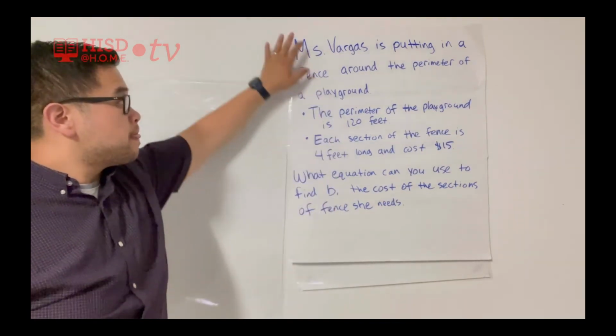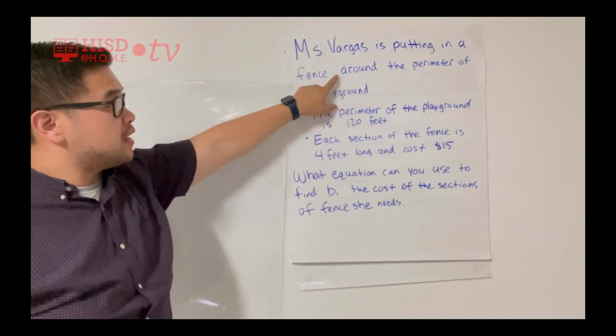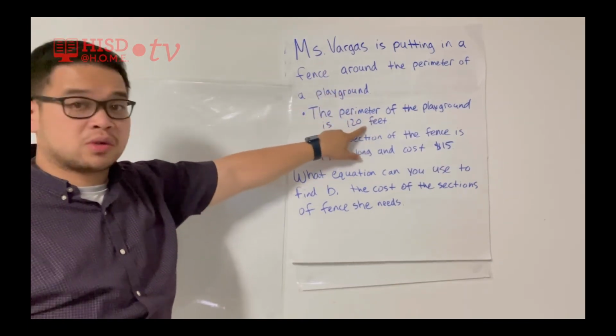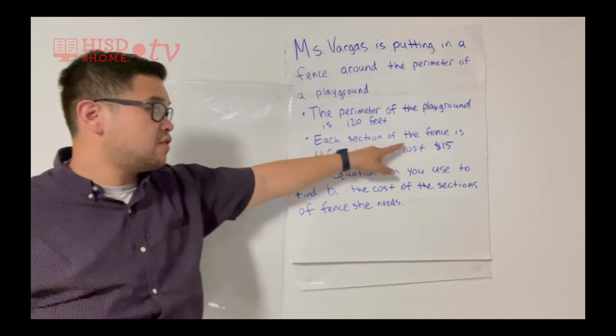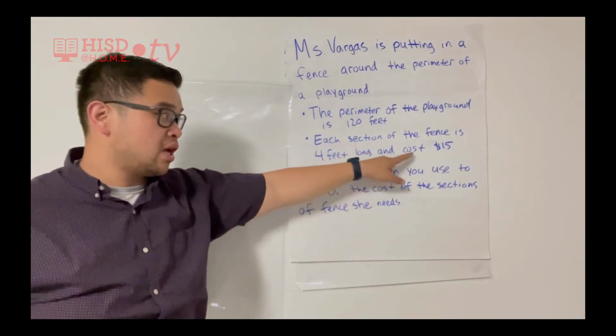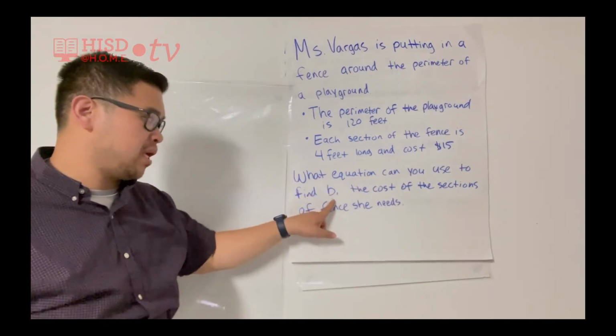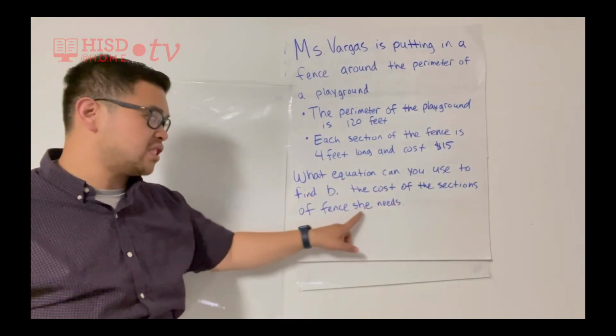So Ms. Vargas is putting in a fence around the perimeter of a playground. The perimeter of the playground is 120 feet. Each section of the fence is 4 feet long and costs $15. What equation can you use to find B, the cost of the sections of fence she needs?